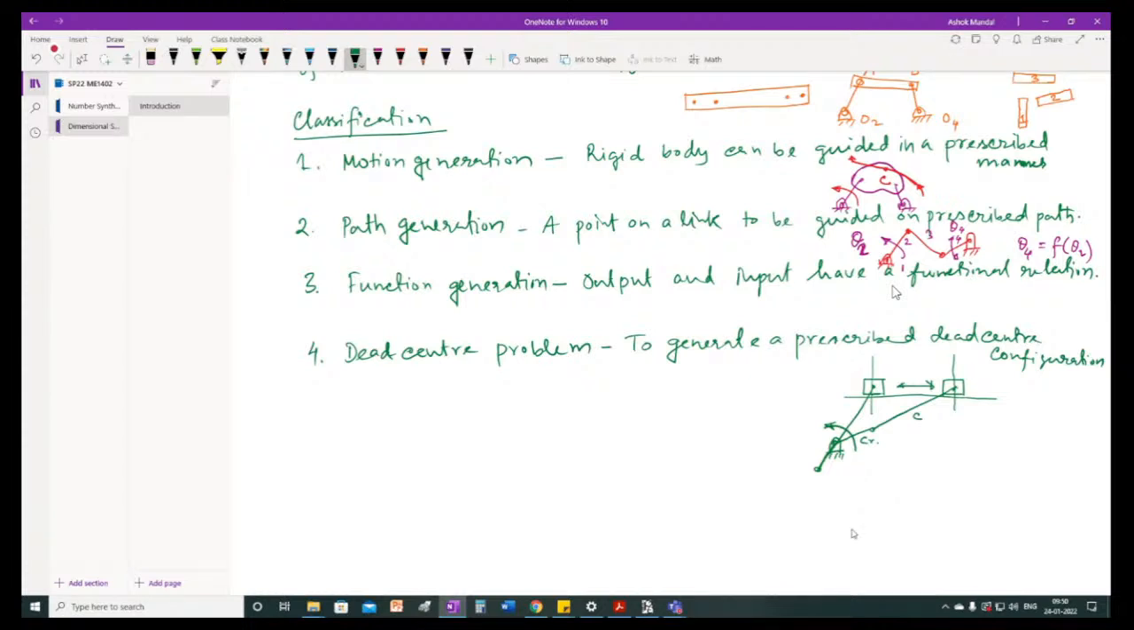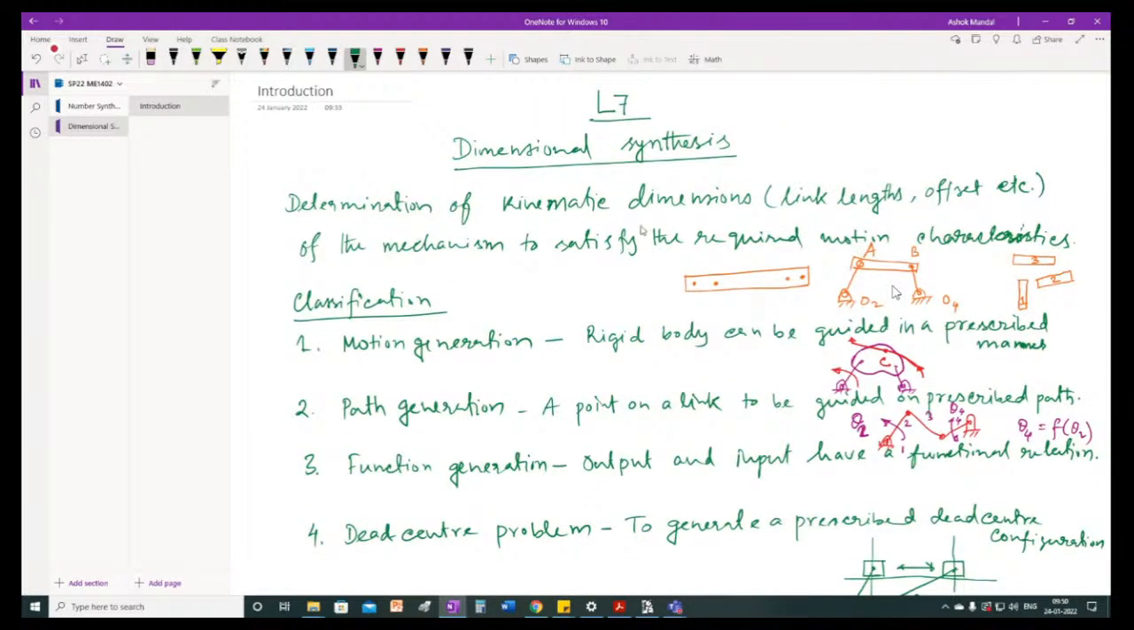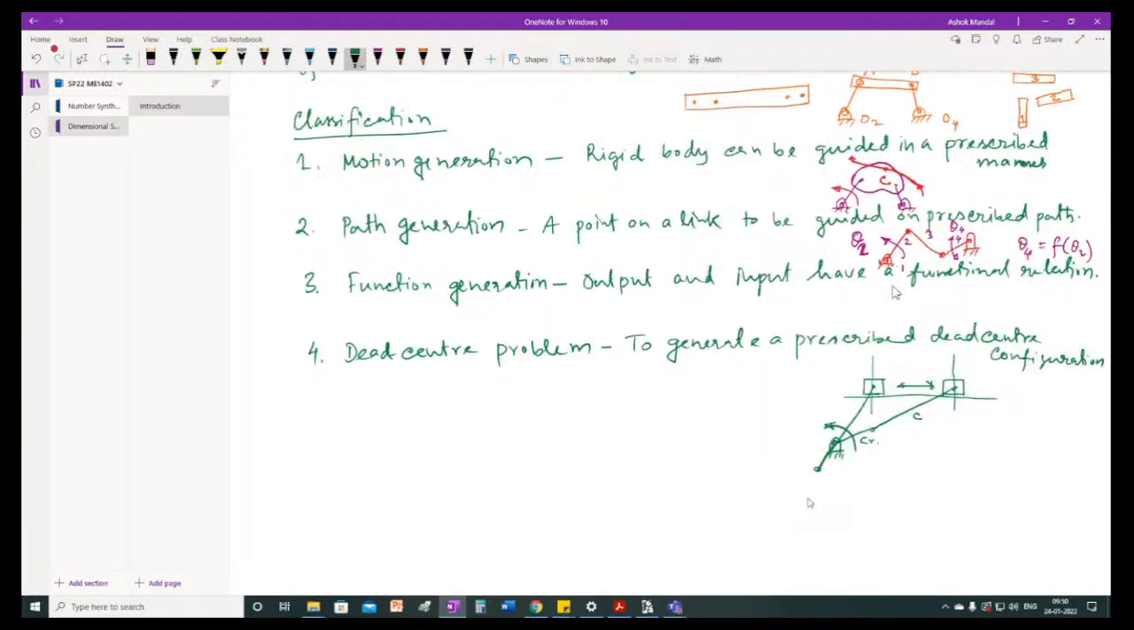Okay, so these are the four types of problems we will discuss within this topic, dimensional synthesis. And as I said, this is only introduction level, so we will be solving only 4 link mechanism problems.